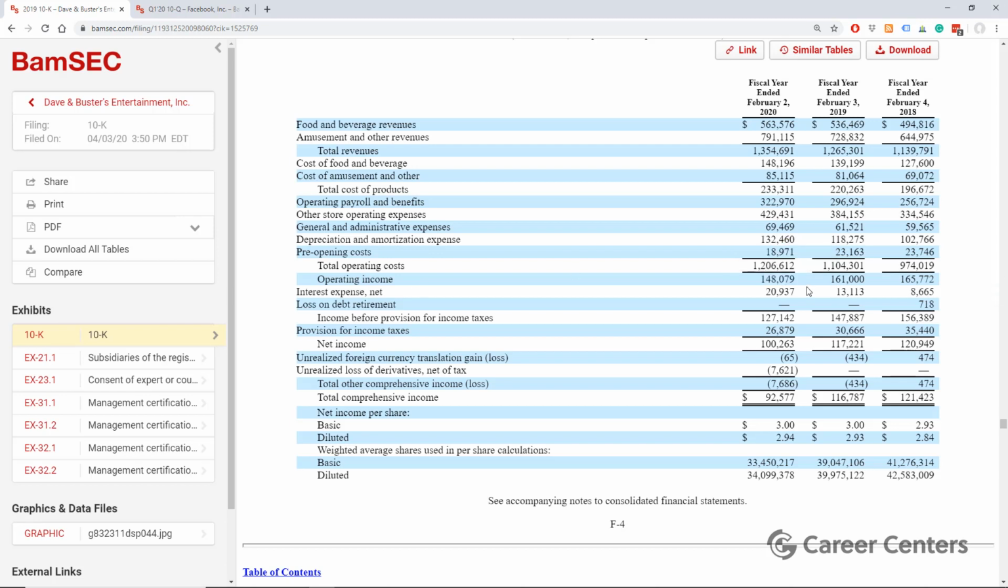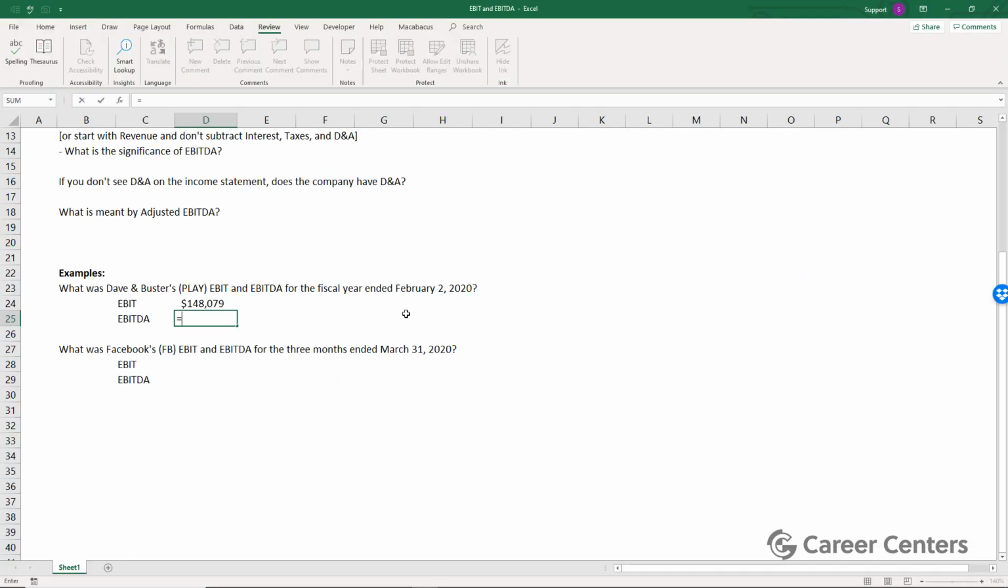Let's next go to EBITDA. For EBITDA, I could just take the operating income and add back D&A, 132,460. So I could take the EBIT and add back D&A, and that's the easiest way to get EBITDA.